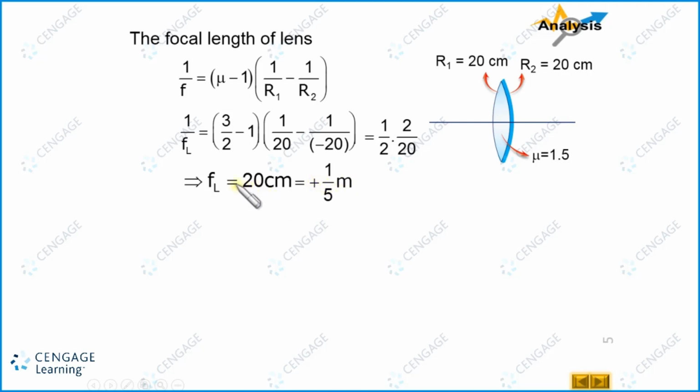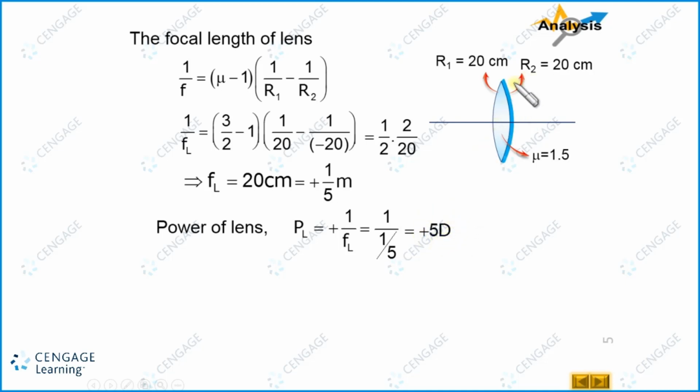Now we can write the power. Power equal to 1 upon focal length, with the positive sign for the lens. So we can write power of the lens equal to plus 1/fL. Now we can substitute the value of fL, that is 1 divided by 5, right? This is equal to 5 diopter, plus 5 diopter.